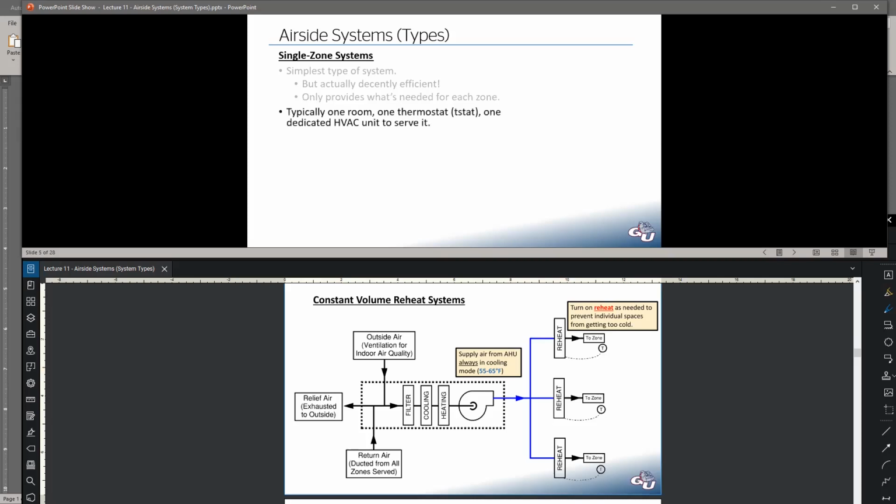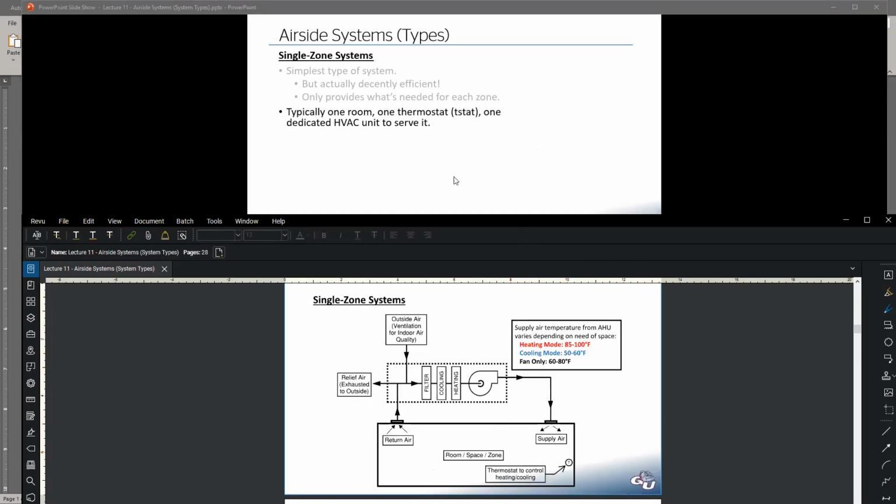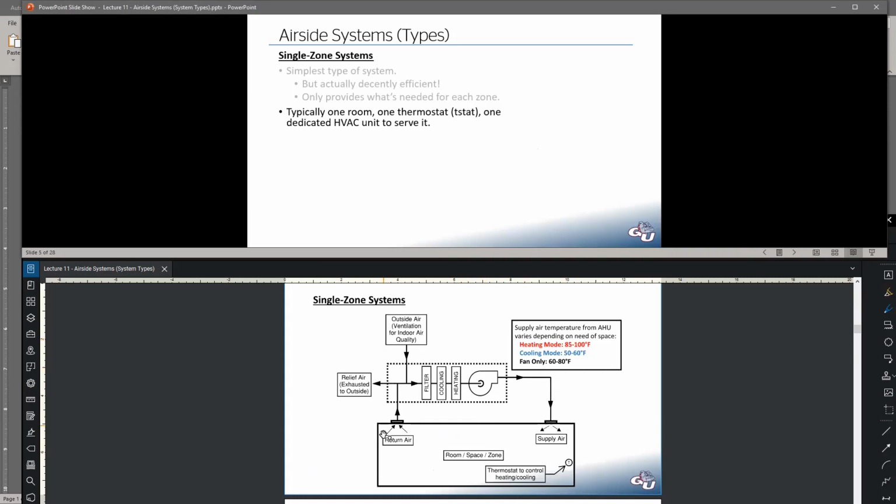You typically are going to have one room. I'm looking at the wrong system here. There we go. So you typically have one room with one thermostat and one dedicated HVAC unit to serve that one room or zone, which is why this is called a single zone system.